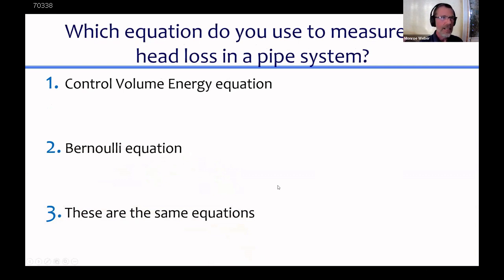Okay, three questions, Patrick. Which equation do you use to measure the head loss in a pipe system? So you're going to design a pipe system and you've got to use some equation, and there's a control volume energy equation, there's a Bernoulli equation, and maybe they're actually the same equation. So which one do you vote for? Control volume, Bernoulli, or they're the same?